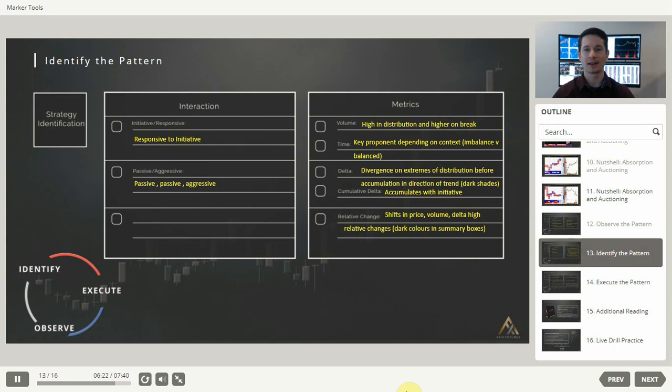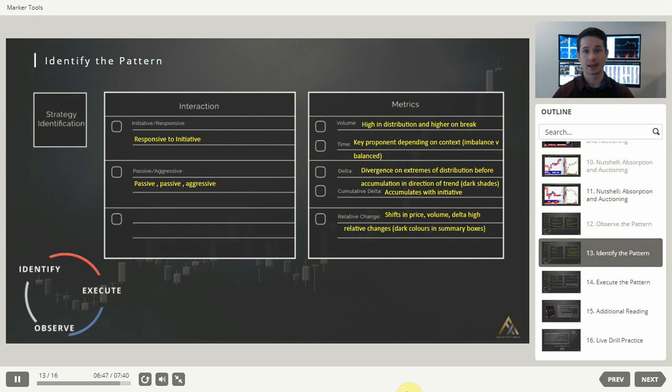And lastly then, we want to talk a little bit about the relative shifts, the relative changes, whether that's to price, volume, delta, any kind of color changes, whether it's in the summary box at the bottom of the footprint or on the footprint itself. You want to go and highlight any kind of relative changes that occurred whilst you're observing the strategy. Okay, so that's how you'd identify the pattern.